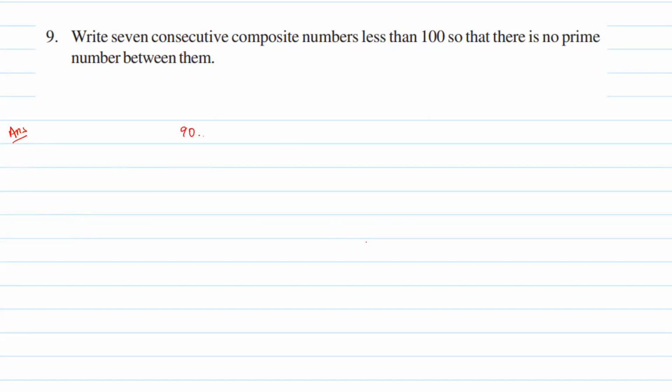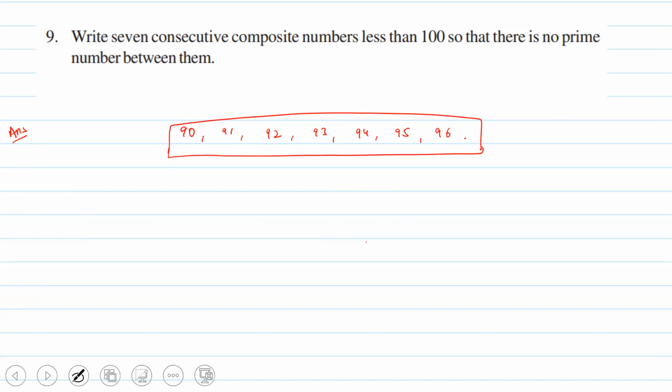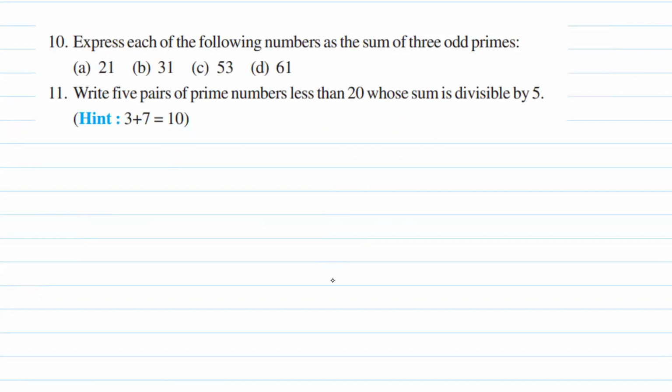So they will be 90, 91, 92, 93, 94, 95, and 96. Only these are the 7 consecutive composite numbers in which there is no prime number. Except this, we cannot write 7 consecutive composite numbers such that there is no prime number between them.